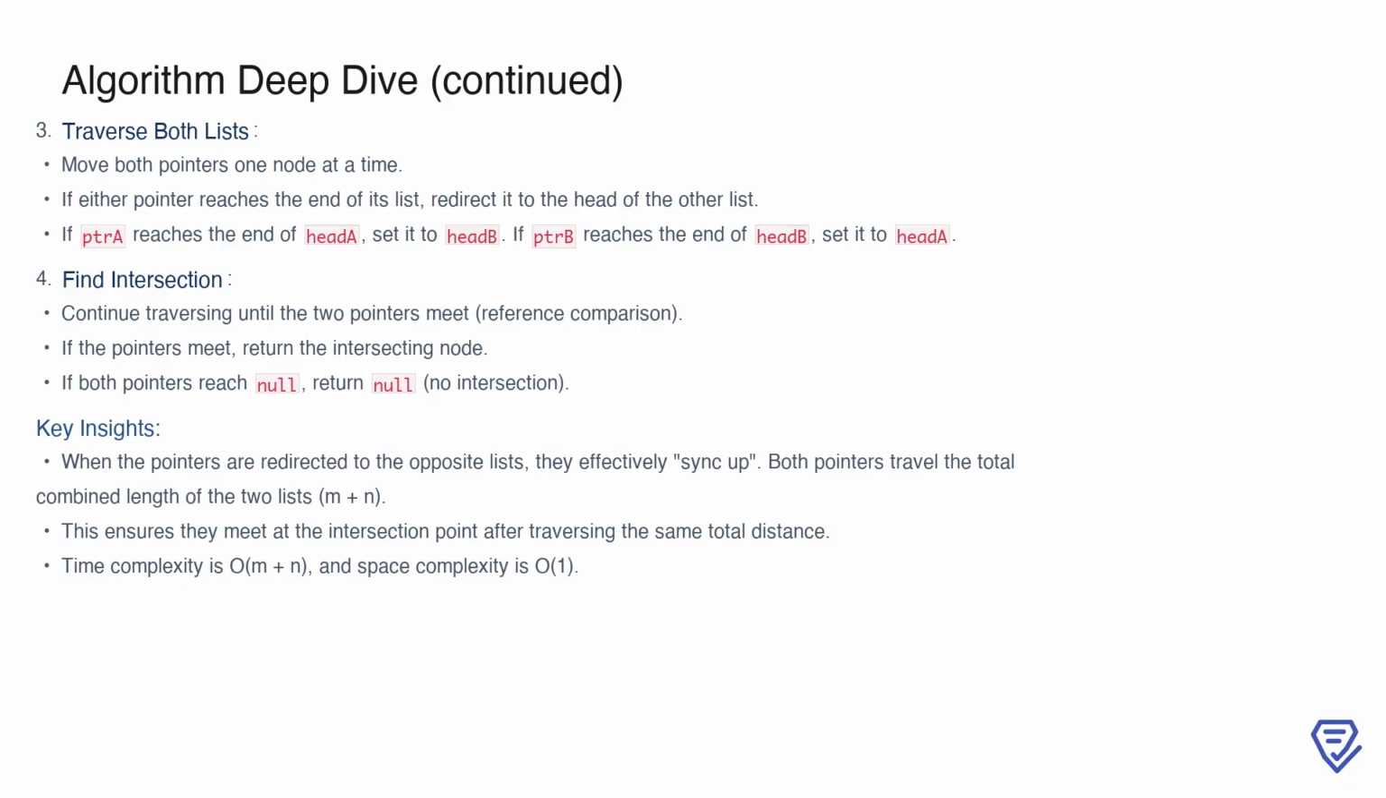The traversal continues until the two pointers either meet at the intersection node or both reach the end of their respective lists, which means there is no intersection. This approach is efficient because it synchronizes the pointers, ensuring that they meet at the intersection after traversing the same combined distance. The time complexity is reduced to O(m+n), and the space complexity remains O(1).